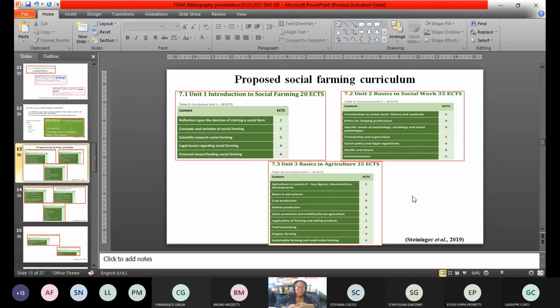Unit 2 will be focusing on the basics in social agriculture, basically introducing the works of social agriculture, both in theory and the methods, and the ethics for helping professions.